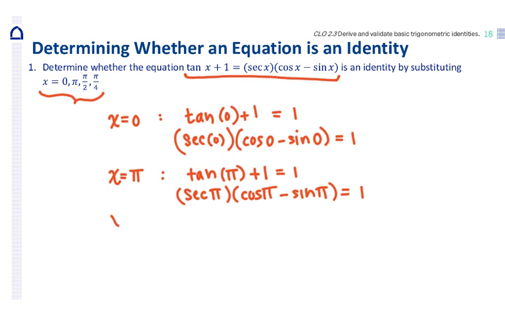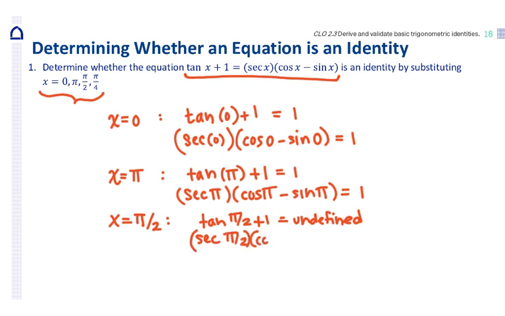So far, so good. Let's try x equals pi over 2. And you plug in, well, what's the tan of pi over 2 plus 1? It ends up being undefined. Don't get scared. If the other side is also undefined, it still matches. So the right-hand side would be secant pi over 2 times cosine pi over 2 minus sine pi over 2. We plug all that in, and we also get undefined. Still looking good. And then now we'll try, as they suggested, pi over 4.